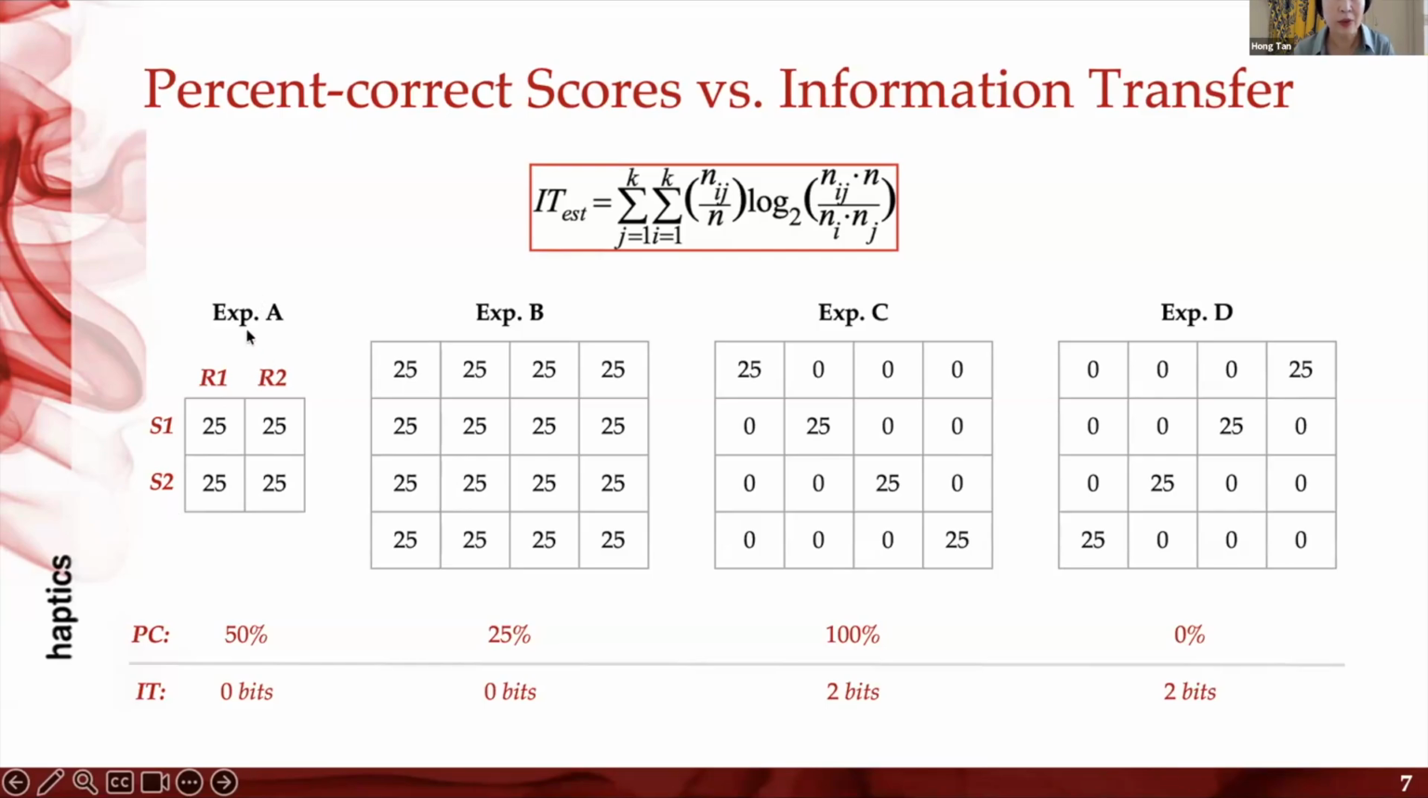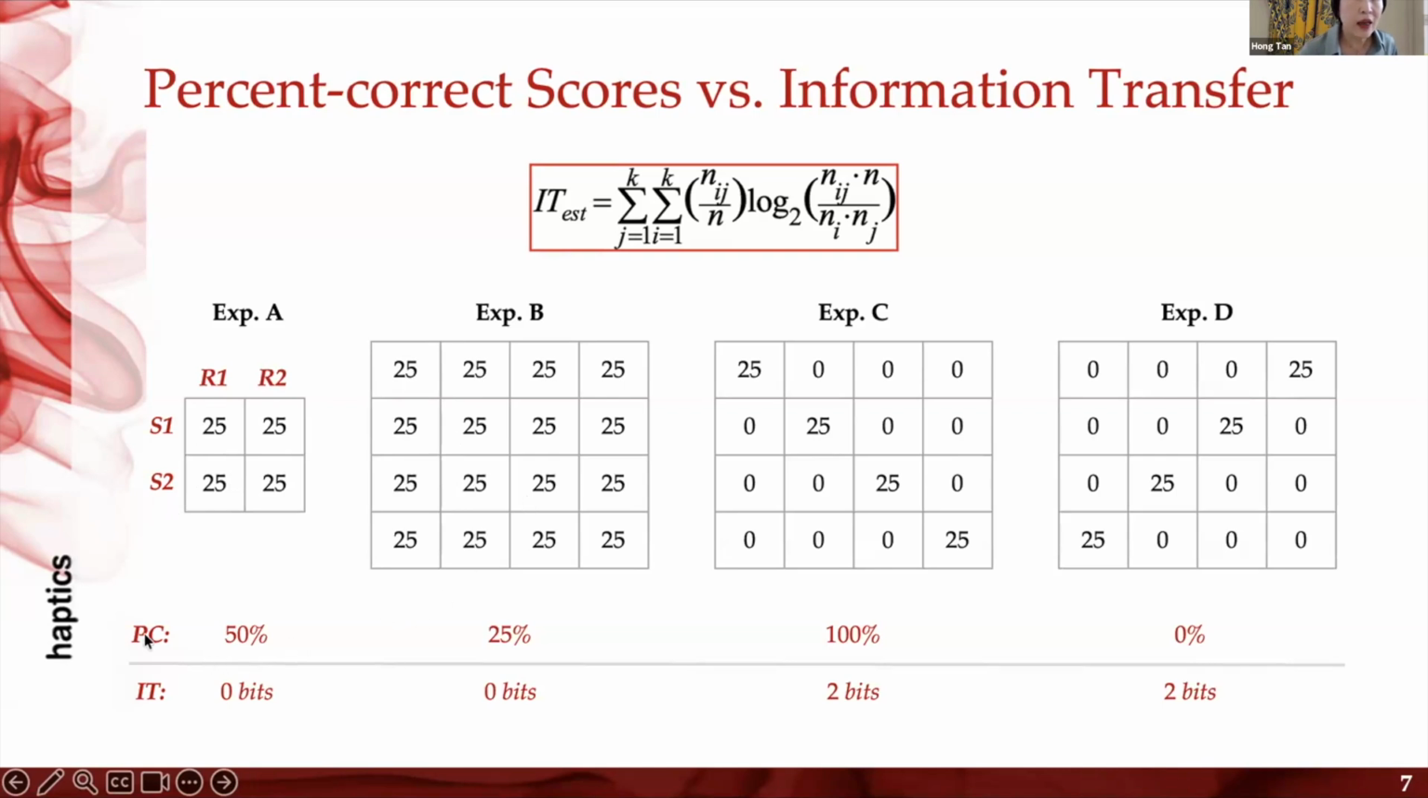If you only look at experiment A and B, I think you will agree that this participant is just hopeless, right? They're just confused all over the place. They cannot tell the difference between either the two signals in experiment A or the four signals in experiment B.